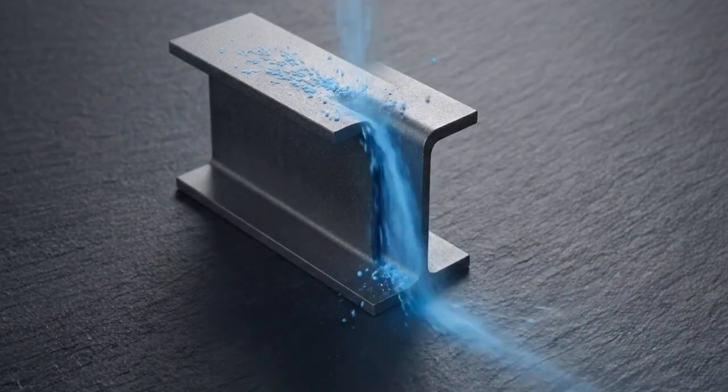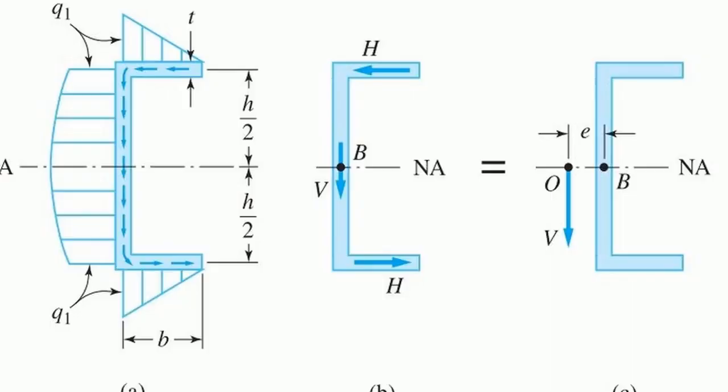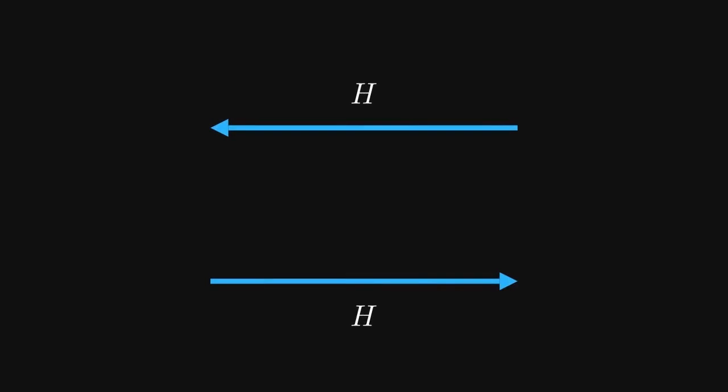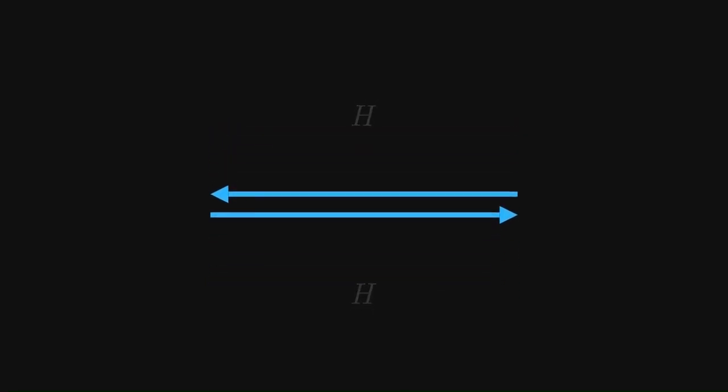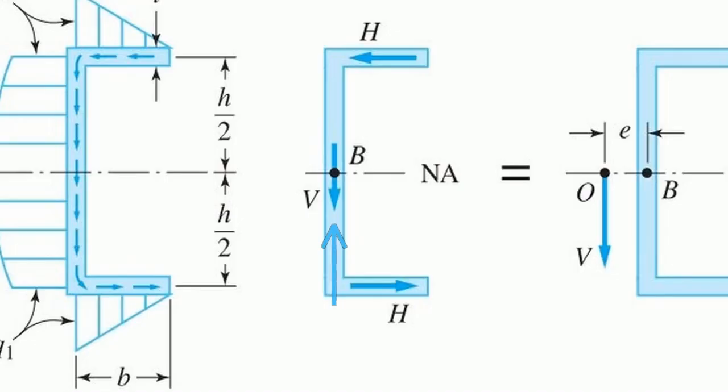Stepping back to look at the whole cross-section, we can see the total forces, or resultants, operating simultaneously. The flow through the top flange creates a horizontal push to the left, while the bottom flange creates an equal horizontal pull to the right. These horizontal forces are identical in magnitude, but point in opposite directions, meaning they mathematically cancel each other out entirely. This leaves the massive vertical force concentrated in the web.